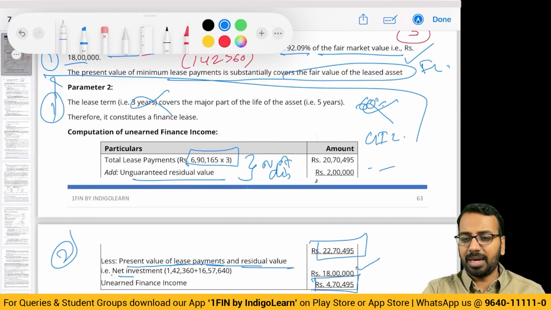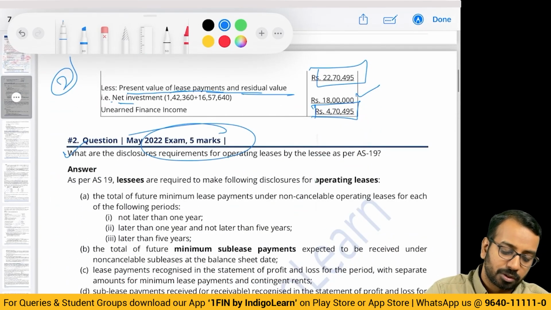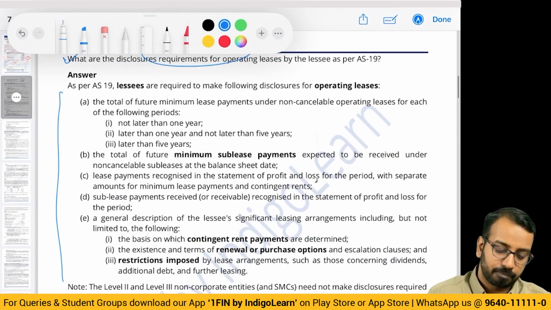Every time they ask a question on lease, once in 3 attempts this question will be tested. This is what I was saying. Sometimes they ask disclosure requirement, you just have to list.